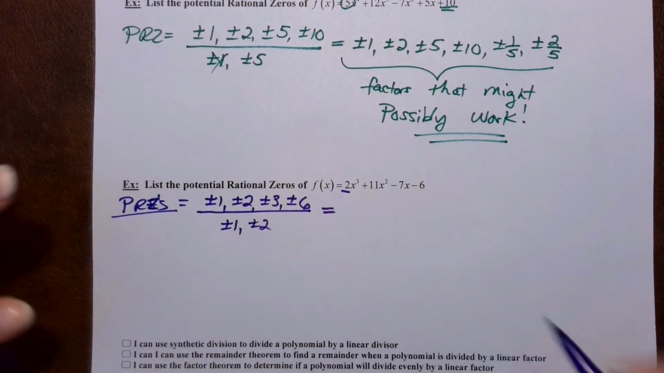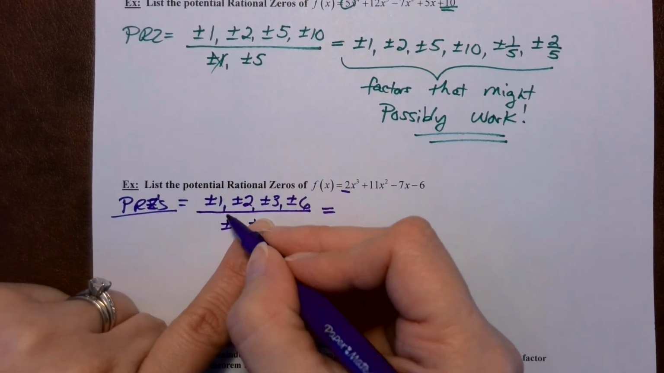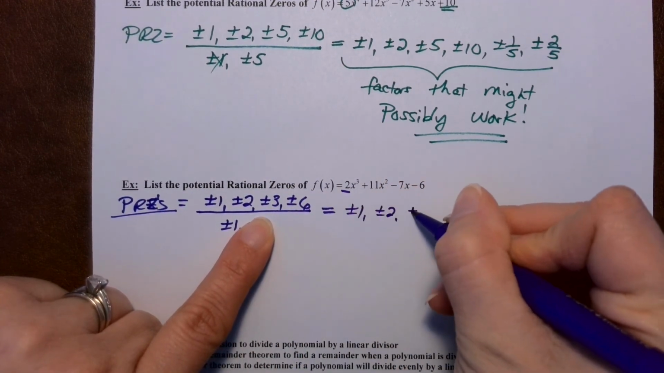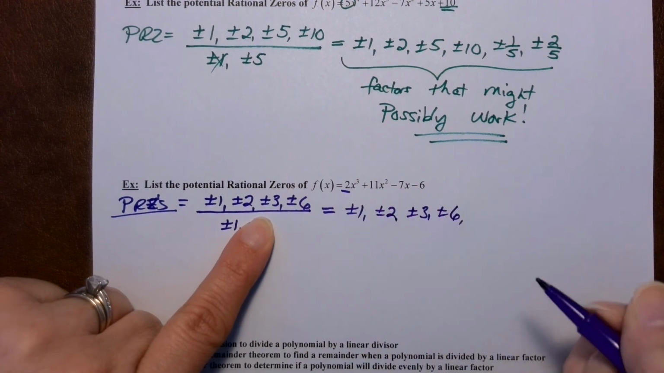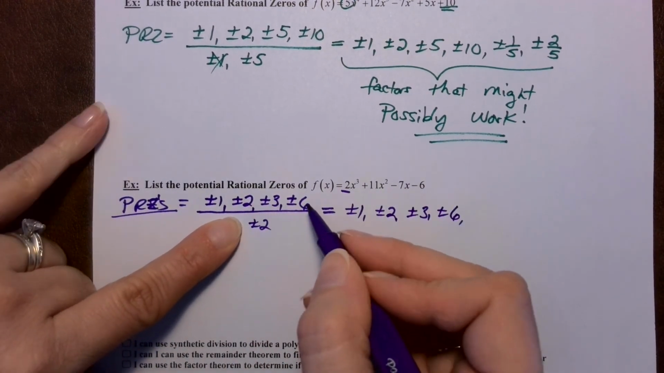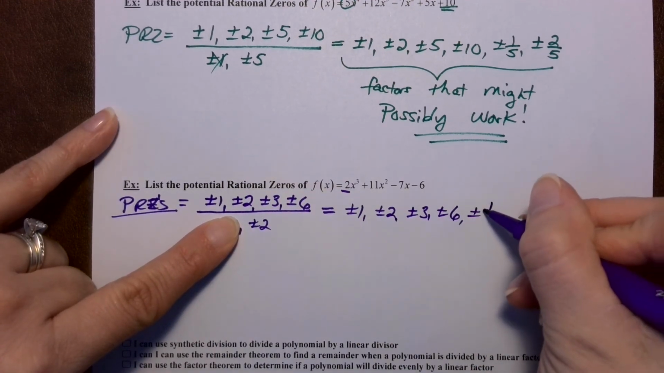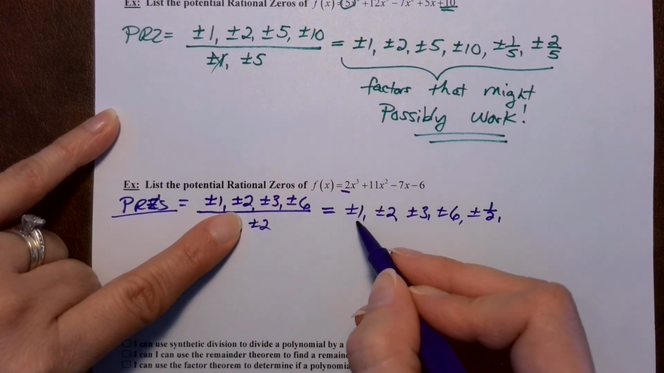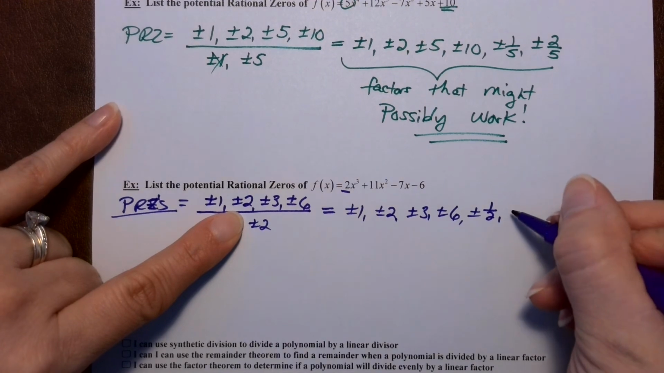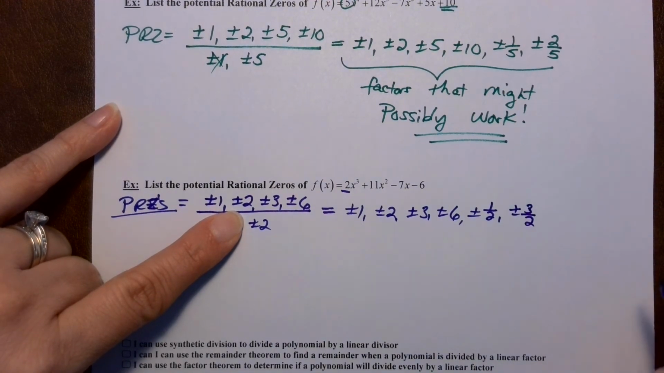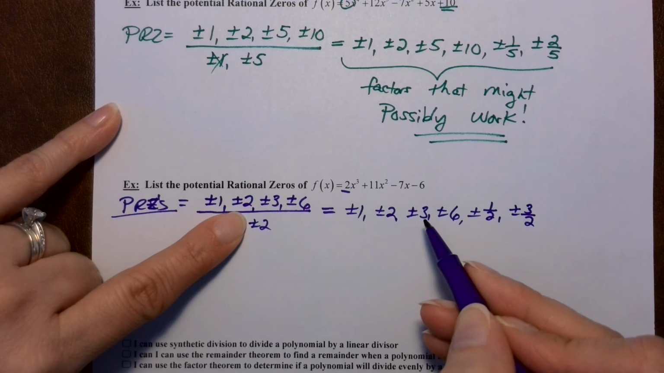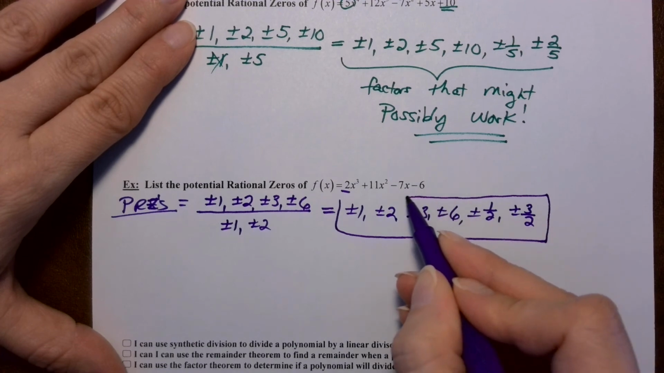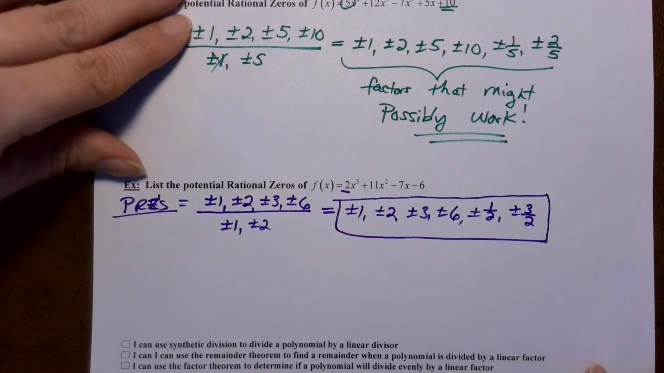Now we have to make all the combinations. Let's start with the 1. Divide them all by 1, and we have plus minus 1, 2, 3, and 6. Now it's time to divide them all by 2. 1 divided by 2 is going to be 1/2, plus or minus. 2 divided by 2 is 1. I got it. 3 divided by 2 is the fraction 3/2. 6 divided by 2 is 3. I already have it. These are the PRZs, the possible rational zeros.